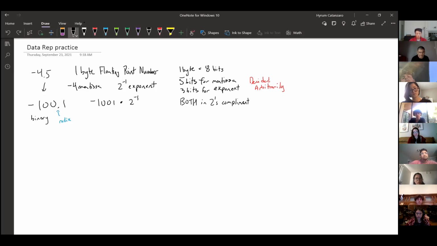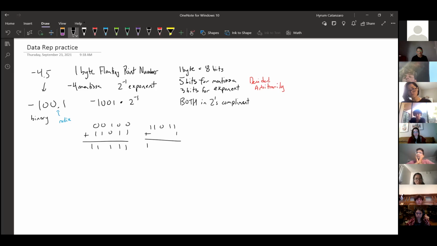So, all right, start with 0, 0, 1. Right, and then you add 1 to that. And that is -4 in 2's complement. Is everybody okay with that? Yeah, everybody okay with that? All right, so we got the first 5 bits of our floating point already right there.